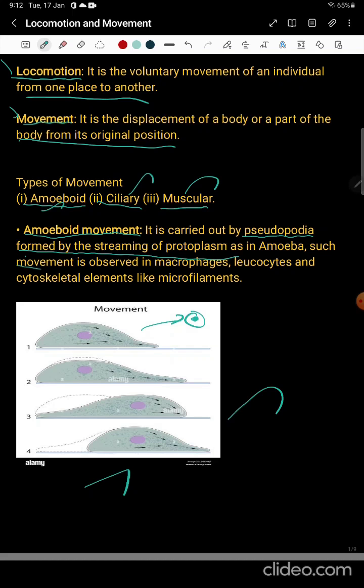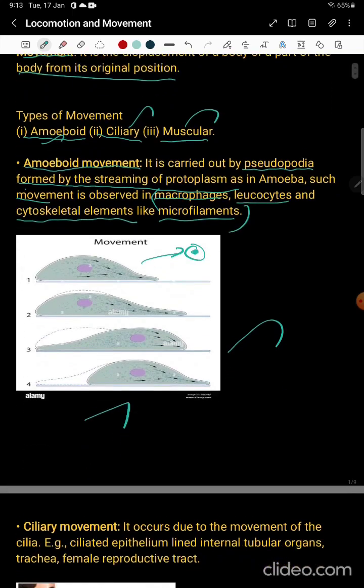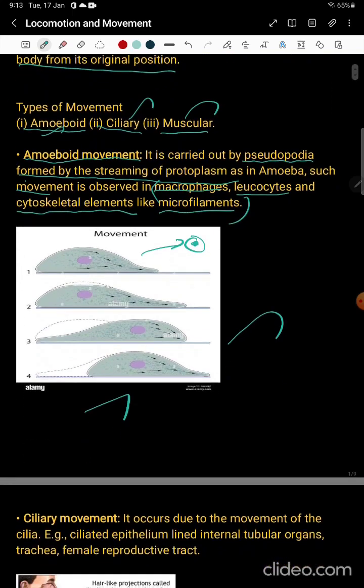Such movement is observed where? It is observed in macrophages, leukocytes, and cytoskeletal elements like microfilaments. Understood? They may ask this in one-word questions also. Amoeboid movement is observed in which kind of cells? Macrophages, leukocytes, and microfilaments. So this is amoeboid movement. How do macrophage-like cells move? With the help of pseudopodia, like in amoeba, formed through streaming of protoplasm, and through that the macrophages move towards the respective target cells.